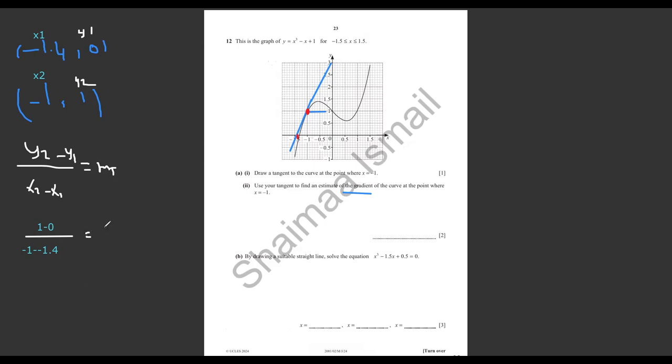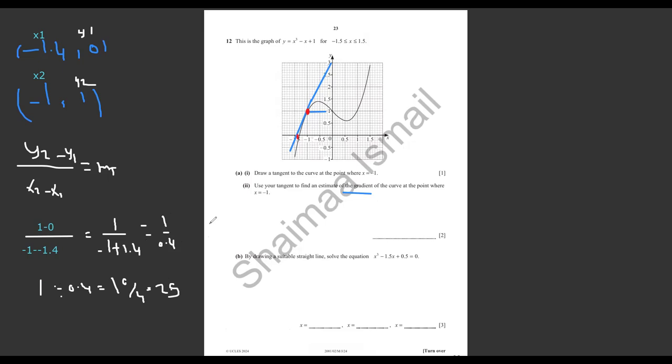So this would be equal to 1 over negative 1 plus 1.4, which gives us 1 over 0.4. And here, 1 divided by 0.4 on your calculator is actually 10 over 4, which equals 2.5. So the gradient here is 2.5.